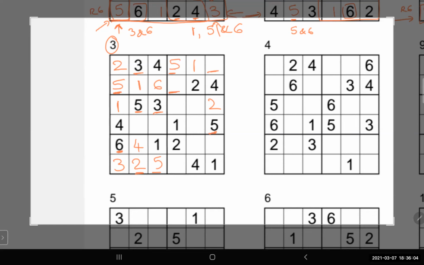Now I have 5 here and here. I cannot get 5 here. I cannot get it here. So this is 5. I solved for all 5s now. We have 6 here. Can I have 6 here? No. So this is 6, this is 2.